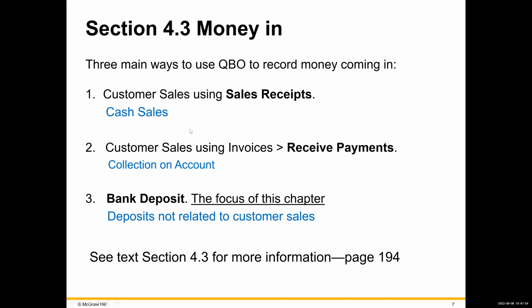Now, you can also bill your customer, or actually maybe it's better to say you invoice your customer. So when you do that, now you have accounts receivable. But at a certain point, your customer is going to pay you what he owes you. So you're going to be using receive payments, and that's collection on account. Now, we'll be working with these two in a later chapter. This chapter focuses on the bank deposit, deposits not related to customer sales. Okay.